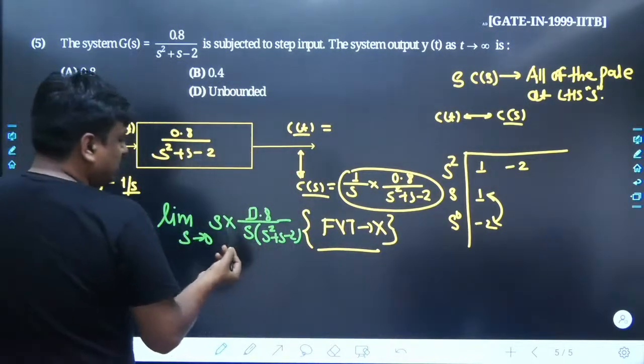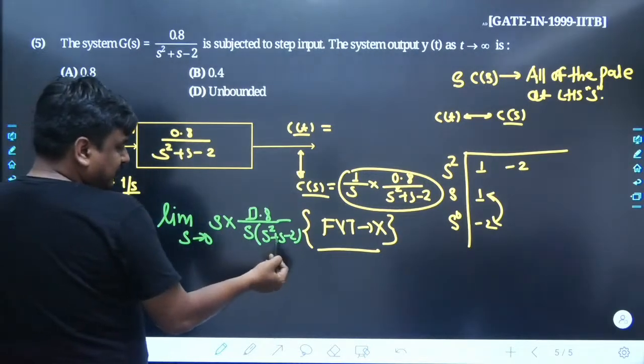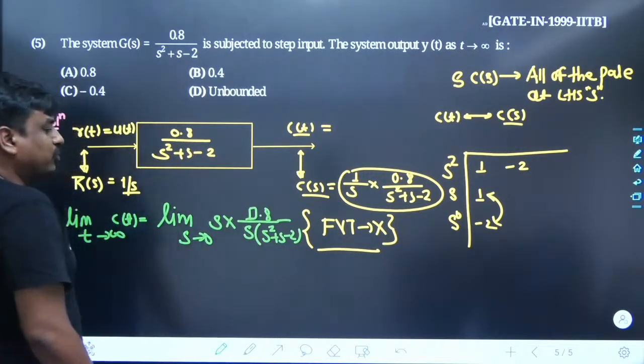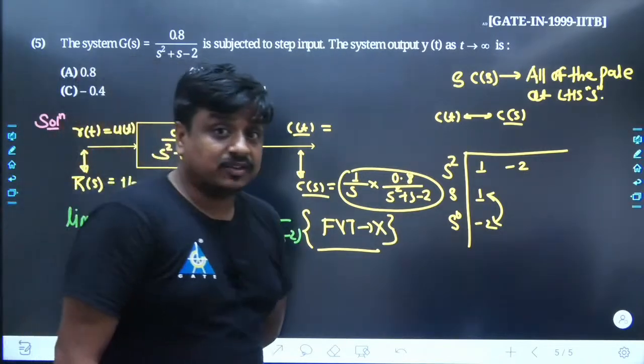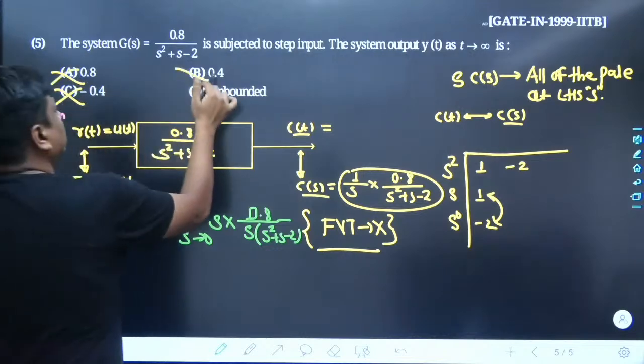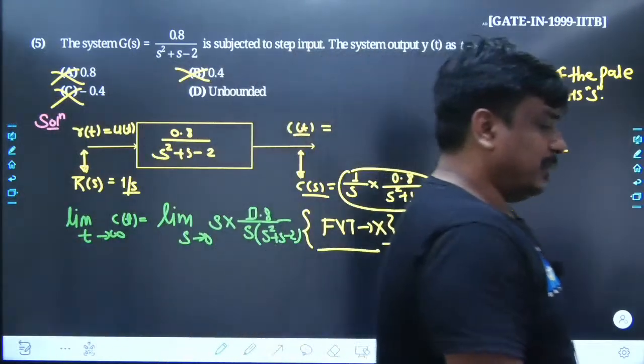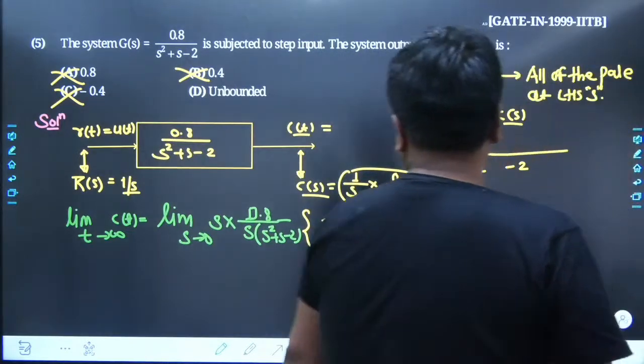I know many of the students fed S equals 0, and when they fed S equals 0, they were simply left with 0.8 divided by minus 2, and they gave the answer as 0.4. Neither C nor A nor B. Option D is going to be the best answer. Could you understand what I am saying?